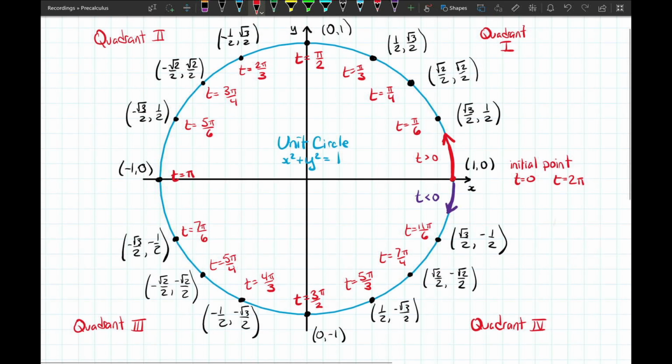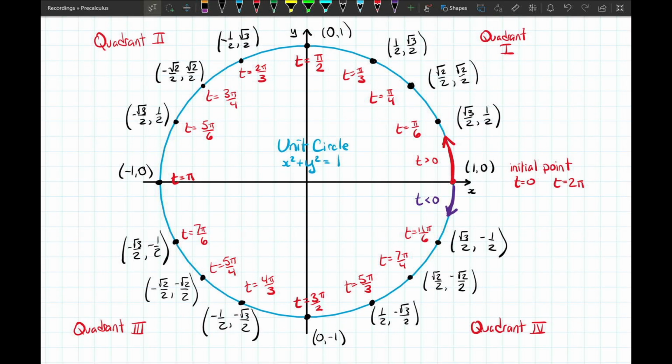So you can see, for various different distances around the unit circle, ranging from t equals 0 all the way up to one complete rotation, one complete circumference of 2 pi, depending on the distance, you can see the terminal points. And what about if we were to travel a distance beyond 2 pi?